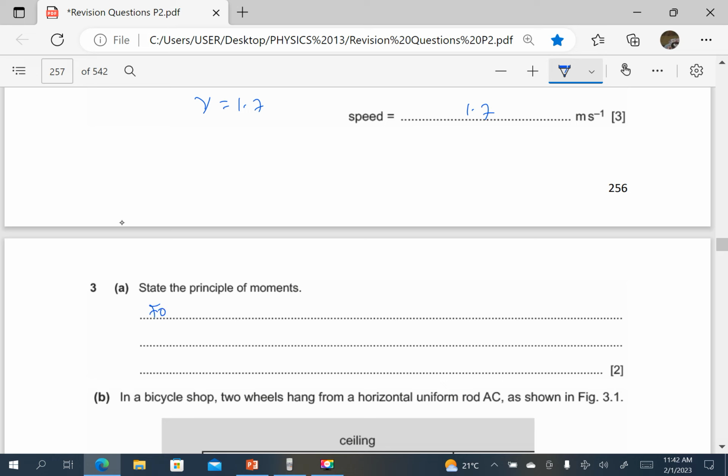So for a body in equilibrium, the sum of clockwise moments about a point is equal to the sum of anticlockwise moments about the same point.